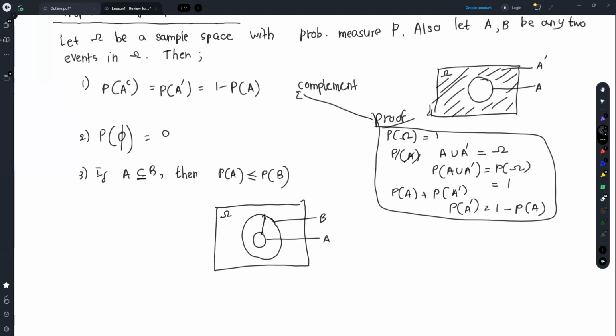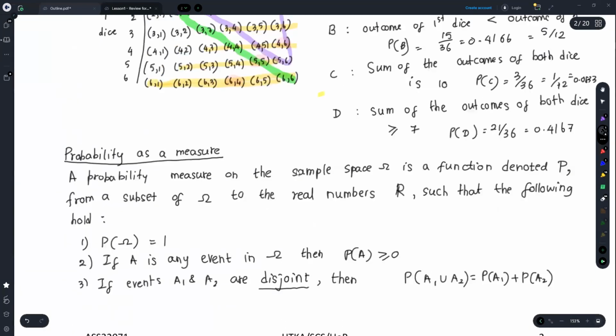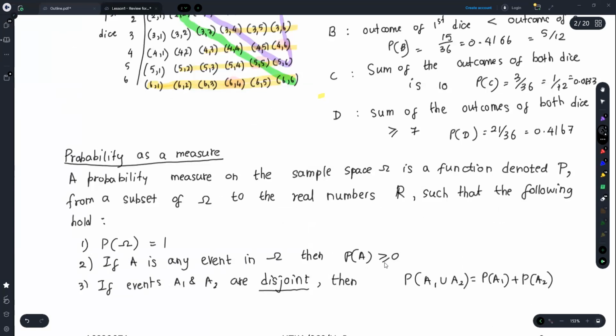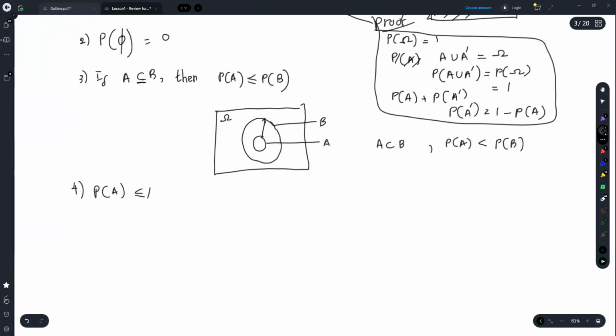But if it's a proper subset, you get A is a subset of B, like this. In that case, probability of A is strictly less than probability of B, because A and B never coincide, right? When it is a proper subset. And then probability of an event should be less than or equal to 1. So if you look at this property, that's how you get probability of A always in between 0 and 1, right? And then you know the addition rule. What is the addition rule?